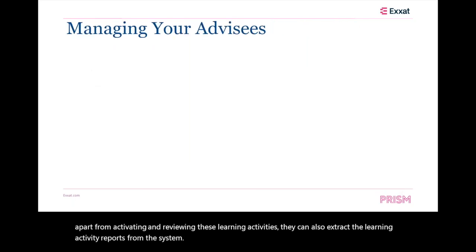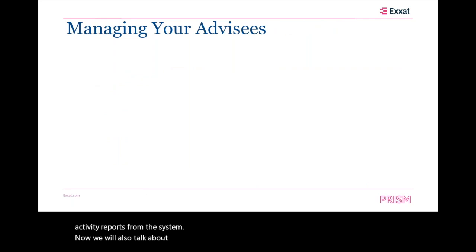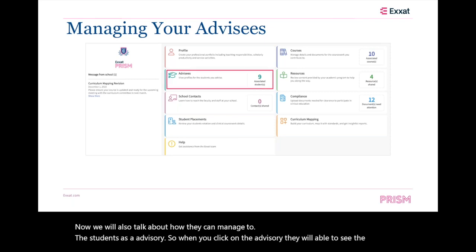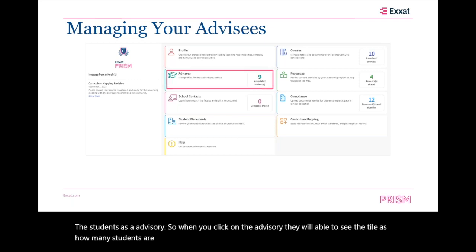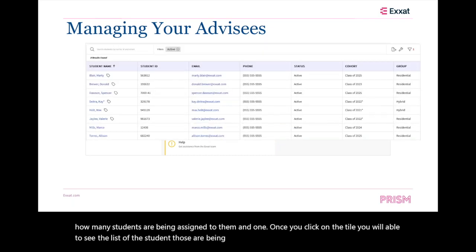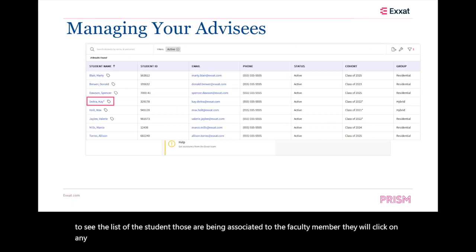Now we will also talk about how they can manage the students as an advisee. When you click on the advisee, they will be able to see in the tile how many students are assigned to them. Once you click on the tile, you will be able to see the list of the students who are associated to the faculty member. They can click on any of the student names to know more details about the student.